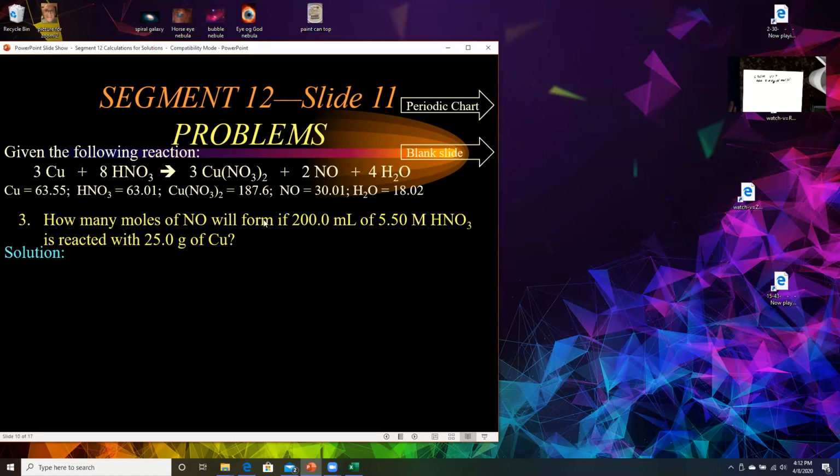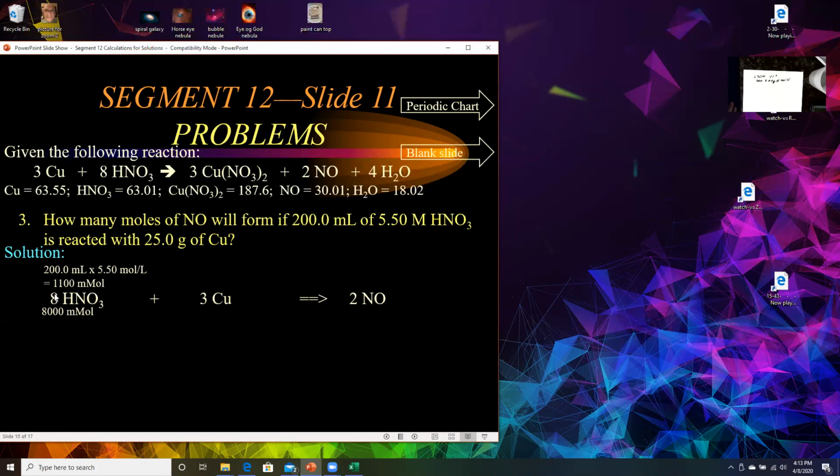How many moles of NO will form if 200 milliliters of 5.5 molar nitric acid is reacted with 25 grams of copper? Now again, we're going to set up the equation. I'm only showing the things in the balanced equation that are involved in this problem. And let's put our data in. It says we have 200 milliliters of 5.50 molar. That's 200 milliliters times 5.5 moles, multiplied out, 1,100 millimoles.